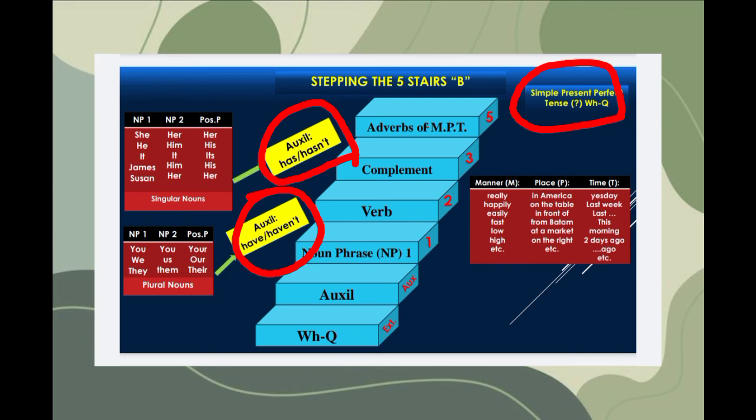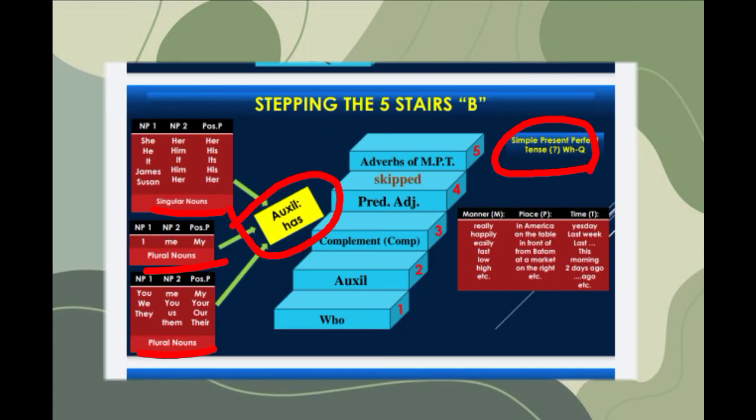Okay, next, simple present perfect tense interrogative, WH question. If we use a singular noun, the auxiliary is has or hasn't, and if we use a plural noun, the auxiliary is have or haven't. Okay, next, simple present perfect tense interrogative, yes or no. If we use a singular noun, the auxiliary is has, and if we use the pronouns you, we, they, the auxiliary is have.